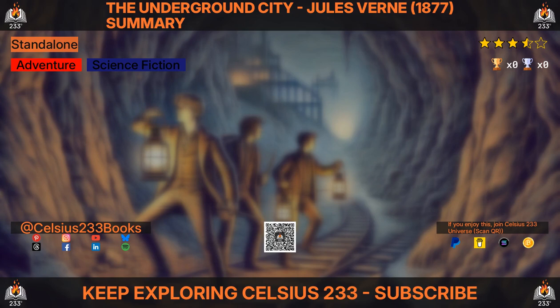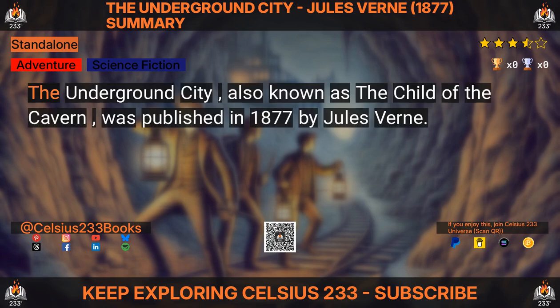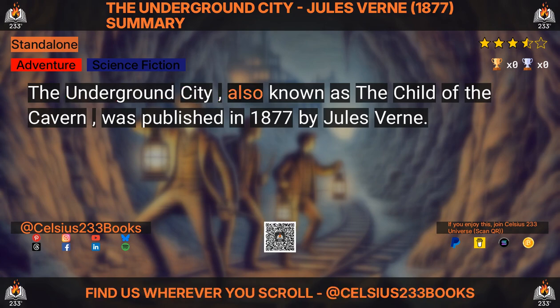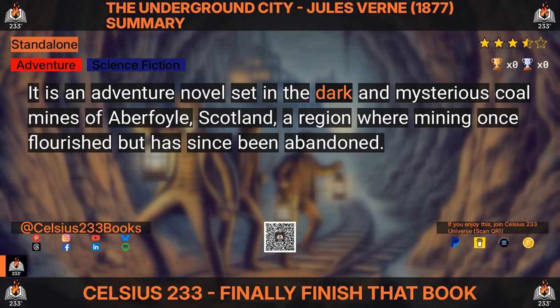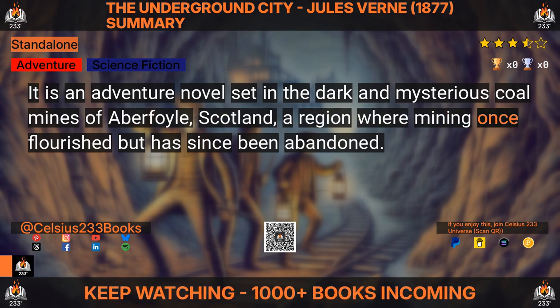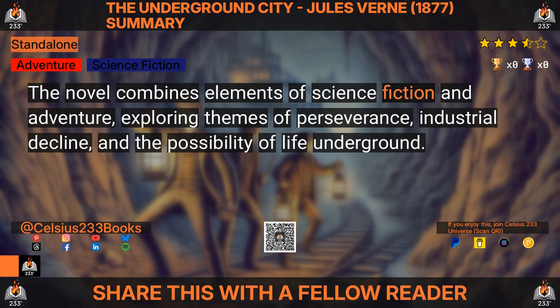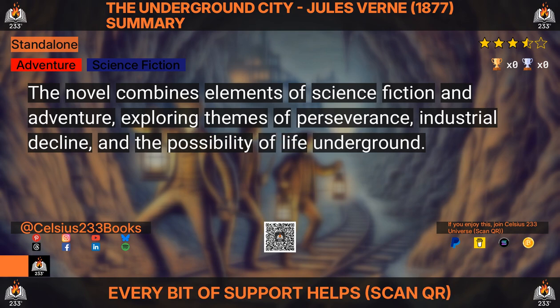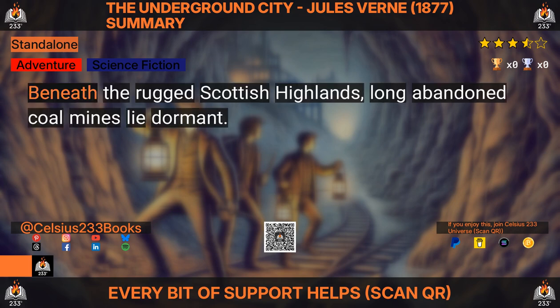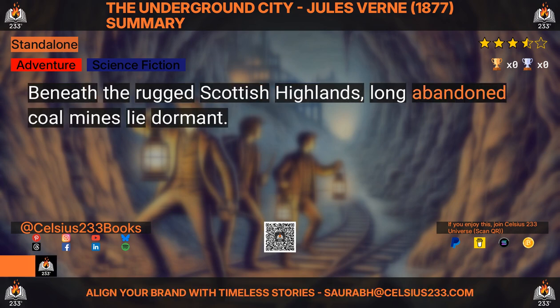Today, we will immerse ourselves in The Underground City by Jules Verne. The Underground City, also known as The Child of the Cavern, was published in 1877 by Jules Verne. It is an adventure novel set in the dark and mysterious coal mines of Aberfoyle, Scotland, a region where mining once flourished but has since been abandoned. The novel combines elements of science fiction and adventure, exploring themes of perseverance, industrial decline, and the possibility of life underground.